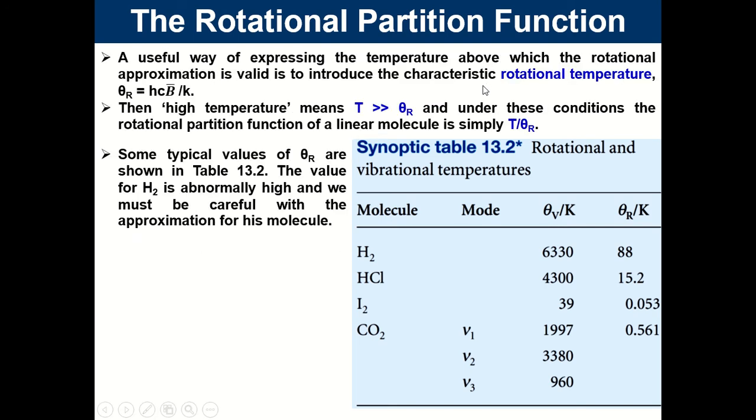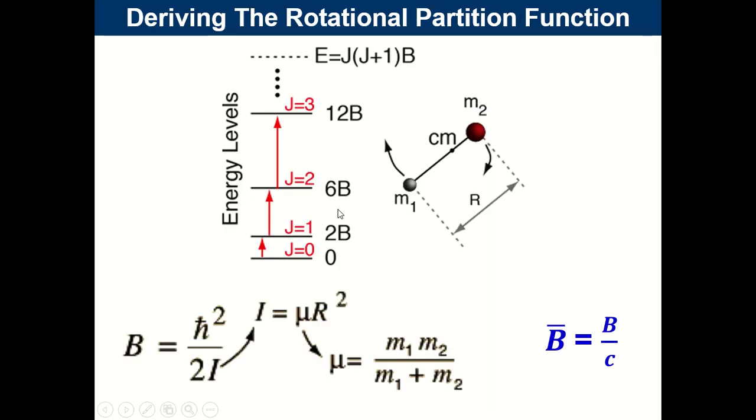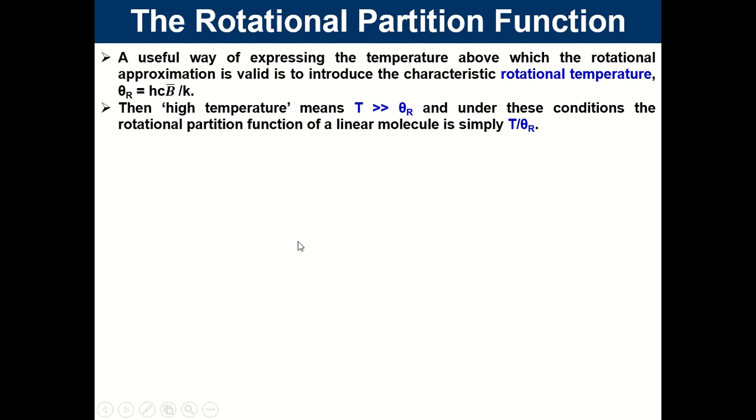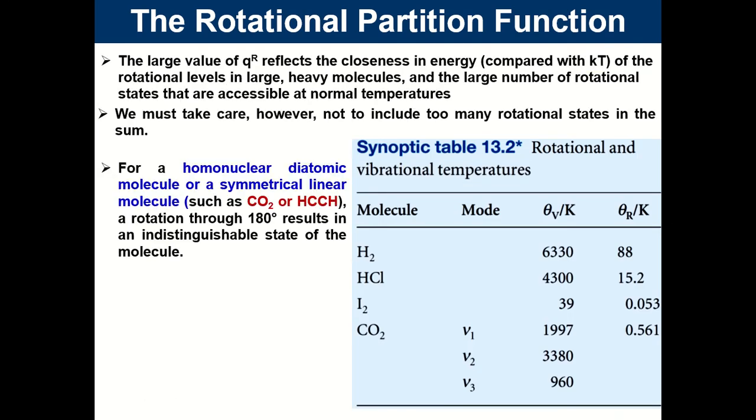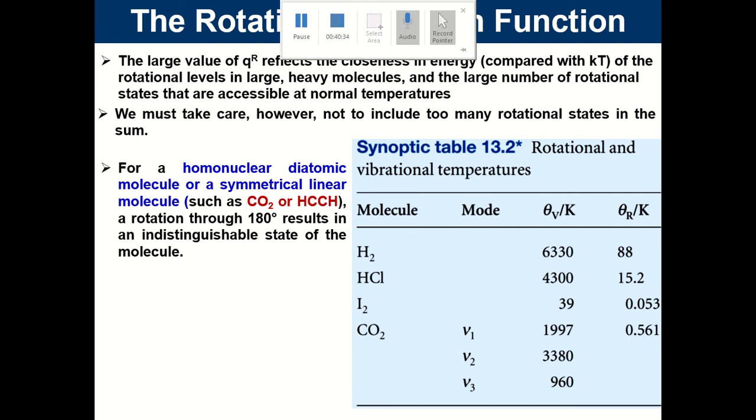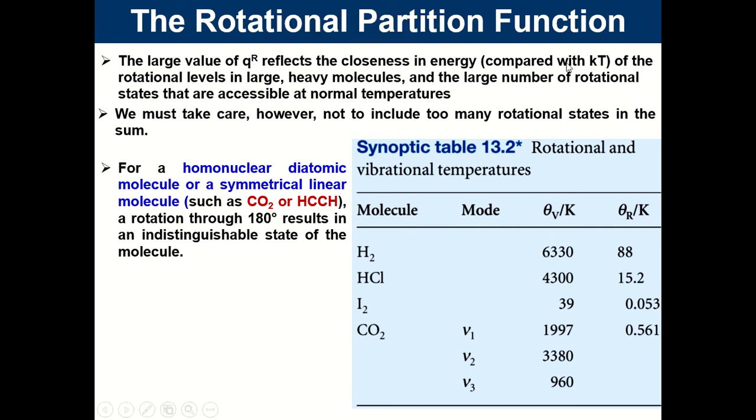We have seen here that if B is large, this separation is large. If B is small, this separation is small. So when you have a large molecule with mu r square, mu becoming very large, then this separation becomes very small. So that is the point which we talk about over here, that a large value of partition function reflects the closeness in energy compared with kT, and rotational levels.